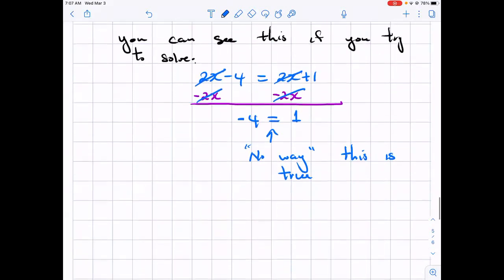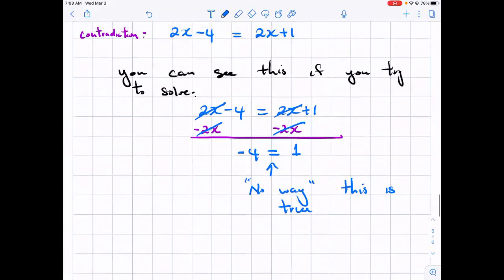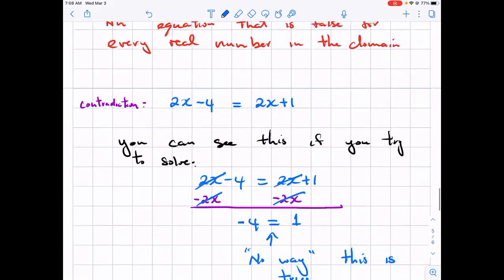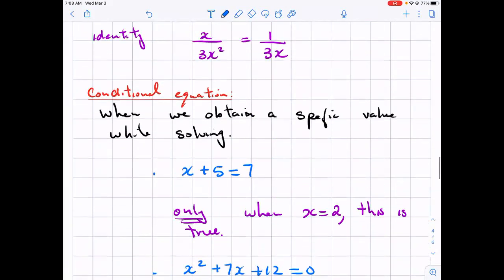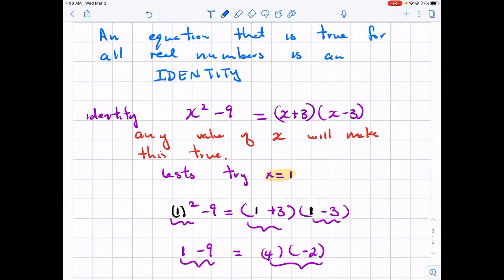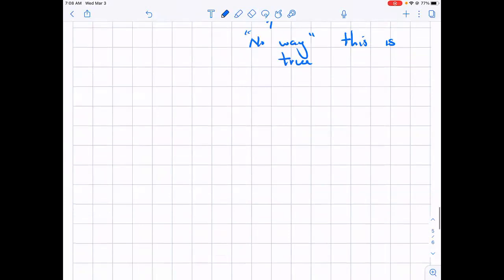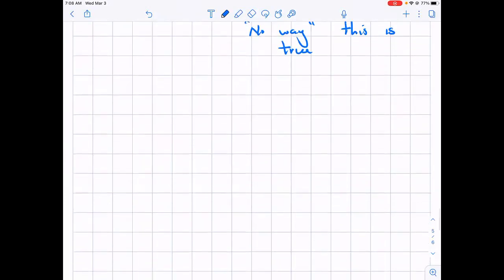So we see now that we can have three different possible answers. We can have a contradiction, we can have over here a conditional equation, or we can have over here an identity. These are the three possible things we'll see. Now, we can start our solving process.